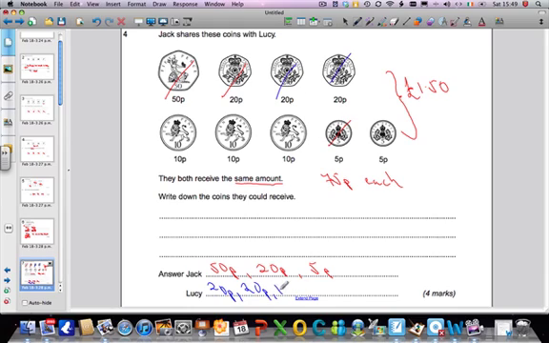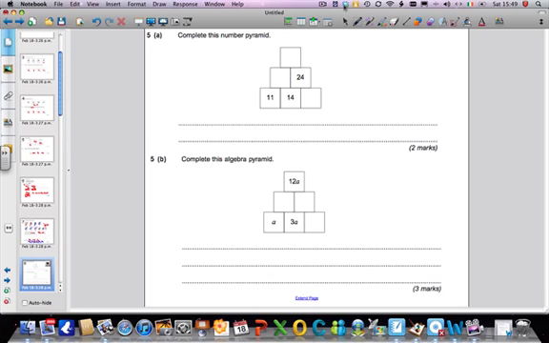A 10p. Another 10p. Another 10p. And a 5p. And if you just want to check and make sure that you're right, just add them all up and make sure that they both add to 75. 20, 50 and 5 is 75, and 20, 40, 50, 60, 75. 75p. So we're good. Nice easy 4 marks.